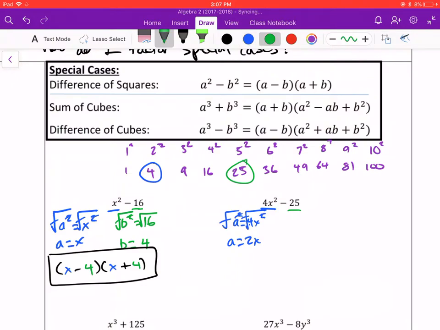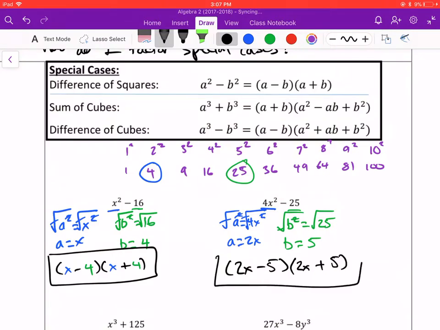Same thing with the B. If I take the square root of the second term, I'll know B and can just write it in my answer. The square root of 25 is 5. That means as your answer, A, 2x, minus your B, which is 5, times A, 2x, plus your B, which is 5. That's your answer. It's one of those things you will automatically recognize, and you don't have to write all this out. You can just write 2x minus 5 times 2x plus 5.